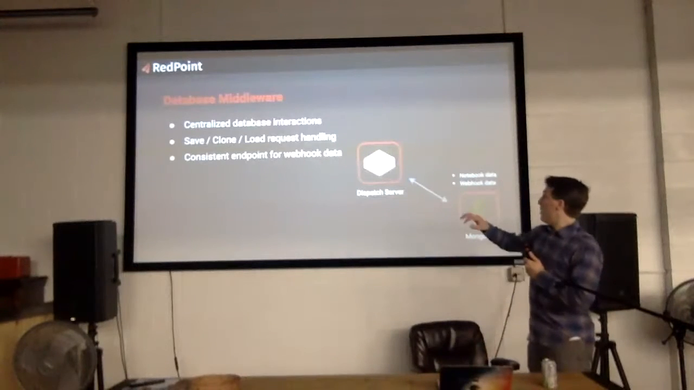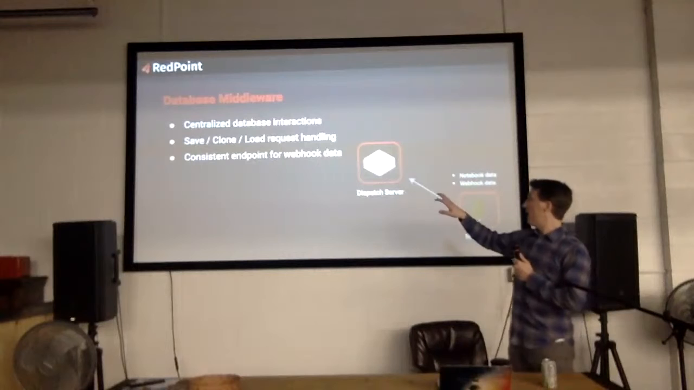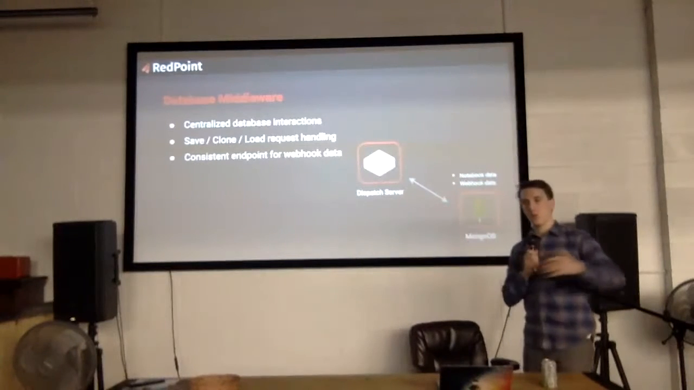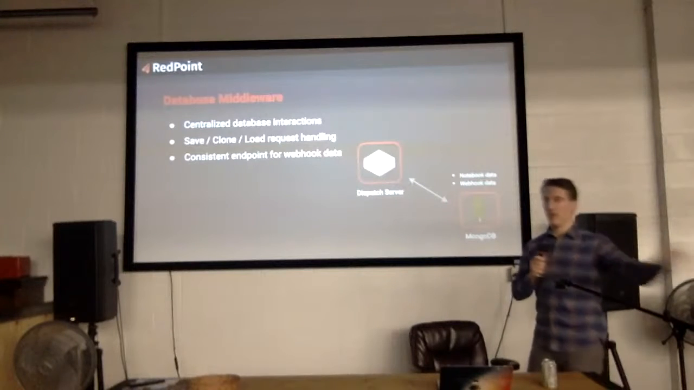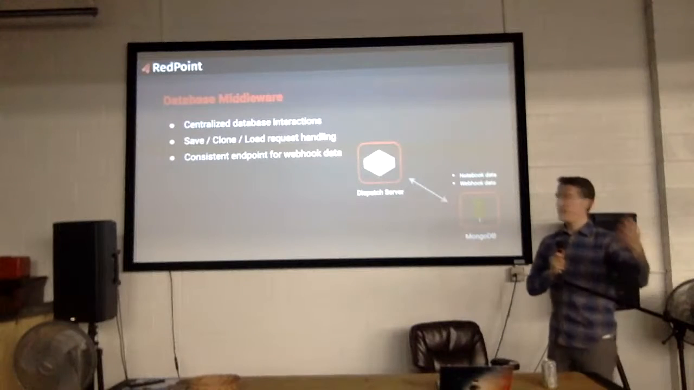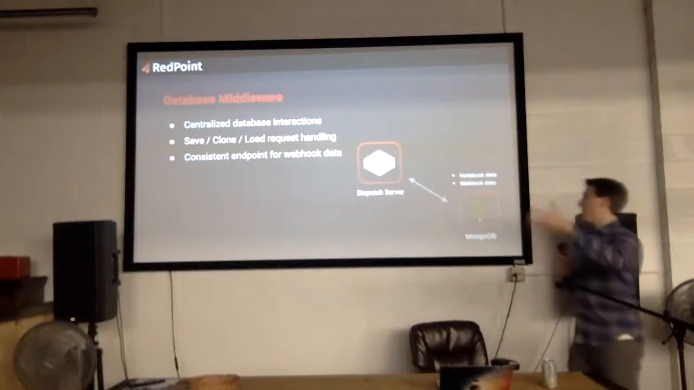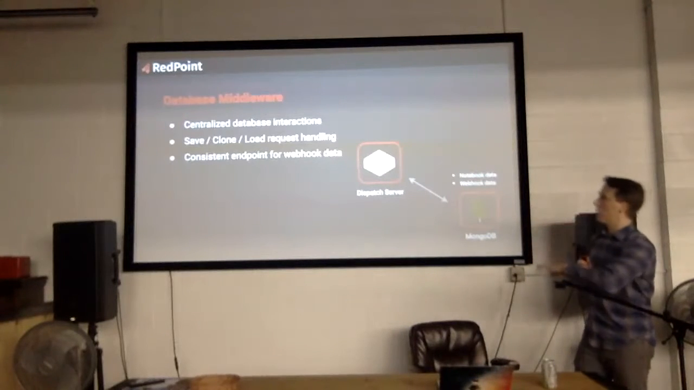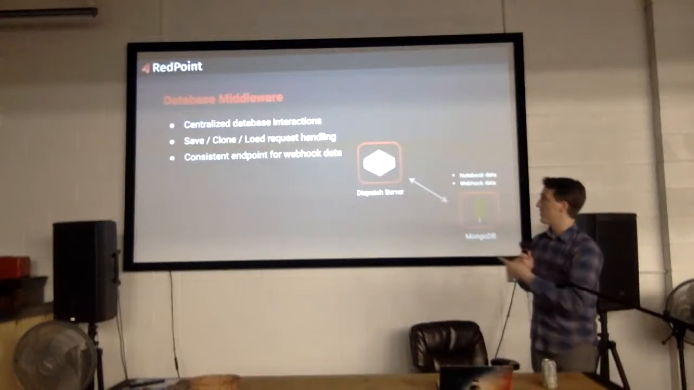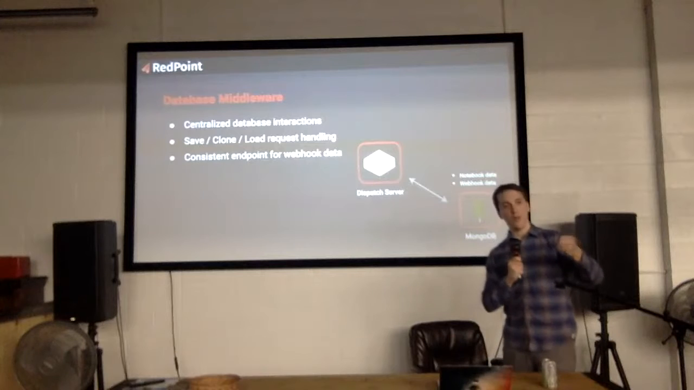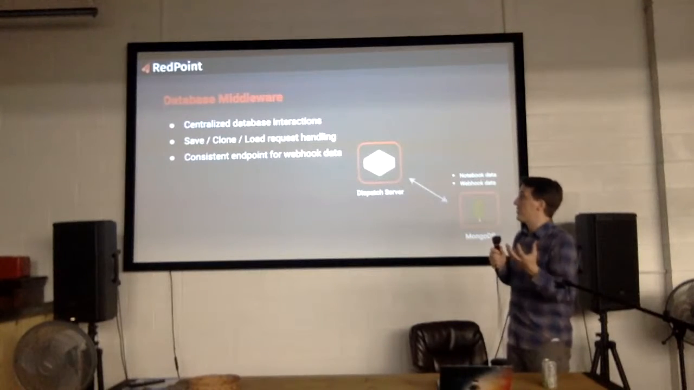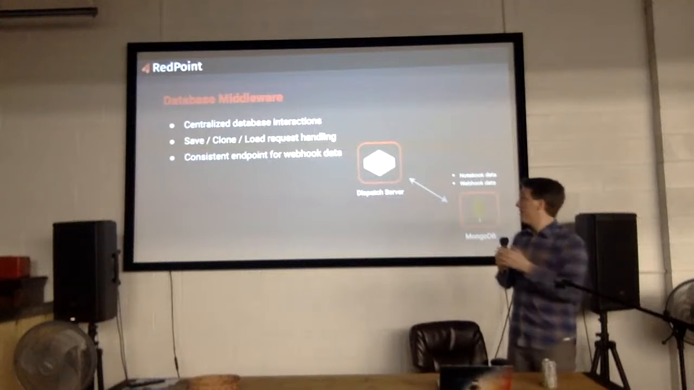So finally, the dispatch server centralizes all our database interactions. So we prohibit clients from interacting directly with our database. So all queries pass through the dispatch server before any data is persisted in Mongo. And the coolest thing, in my mind, about the dispatch server is that it stands as a consistent endpoint for webhook data, which is just the last feature I'll talk about tonight.